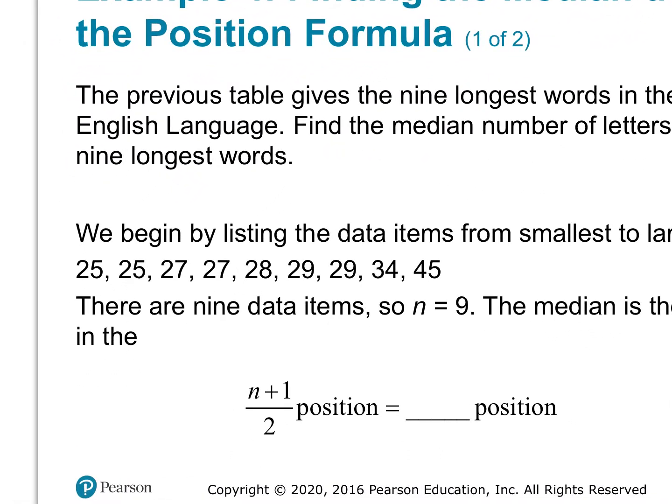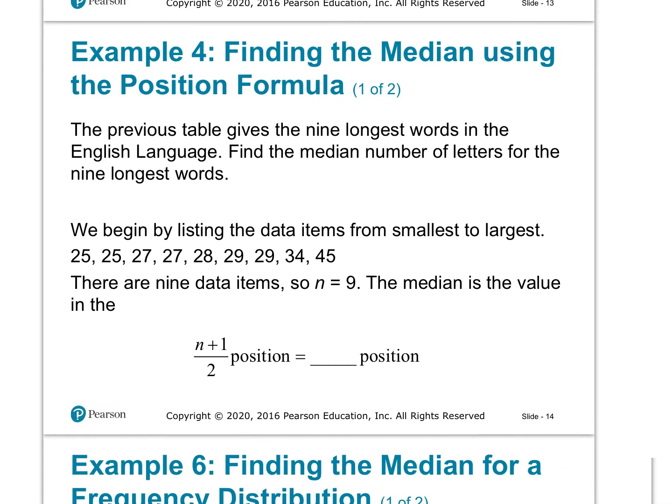So we begin by listing the data: 25, 27, 27, 28, 29, 29, 34, and 45. So n is 9. The median is the value in the middle, or the (n plus 1) divided by 2 position. You can always find the median position by doing n plus 1 divided by 2. We have 9 terms, so 9 plus 1 divided by 2, so 10 over 2, which is 5. So it's the 5th position.